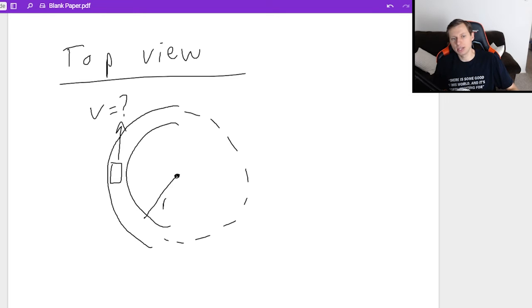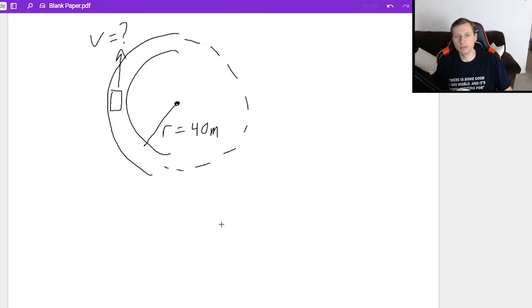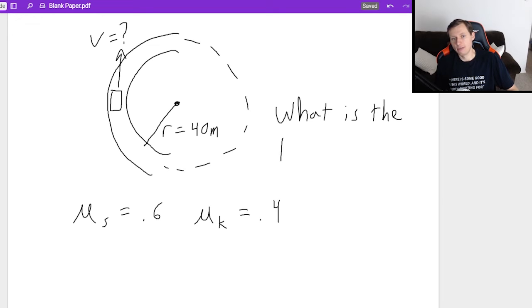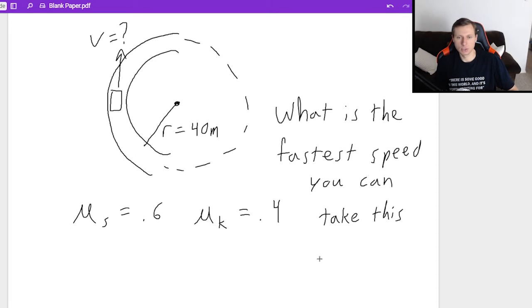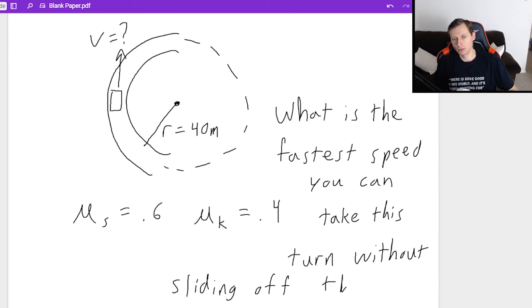And let's say the radius of this turn is 40 meters. Now let me give you some values. I'm going to give you the coefficient of static friction and say it's 0.6. I'm going to give you the coefficient of kinetic friction and say it's 0.4. And my question's going to be, what is the fastest speed you can take this turn without sliding off the road?